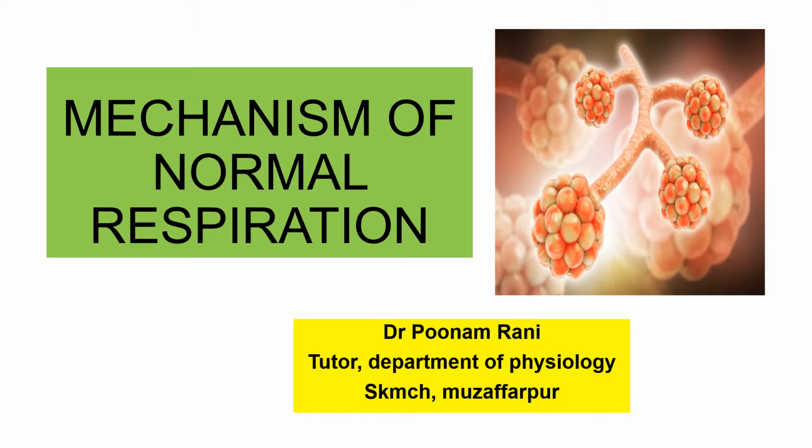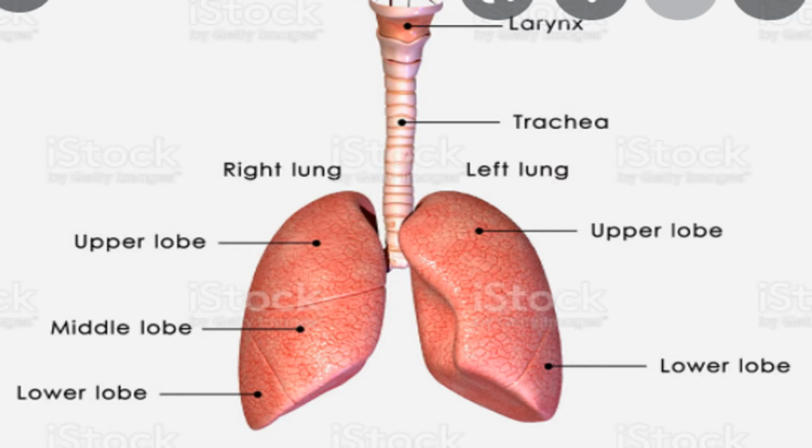Everybody knows where respiration starts. The work of respiration is done by our respiratory system. This is the gross anatomy of the respiratory system, which includes the larynx, trachea, and both lungs, the right lung and the left lung. The right lung is divided into three lobes, upper, middle and lower lobe, while the left lung is divided into two lobes, upper and lower lobe.